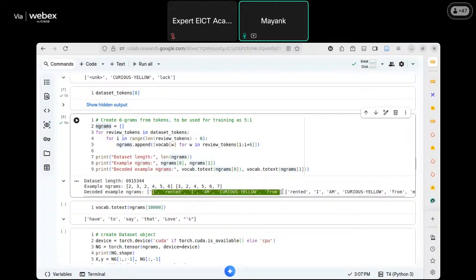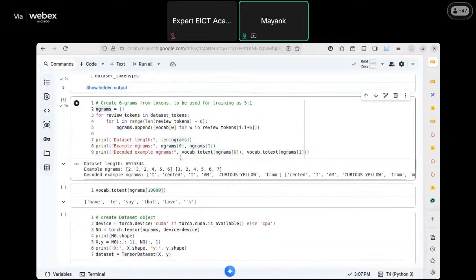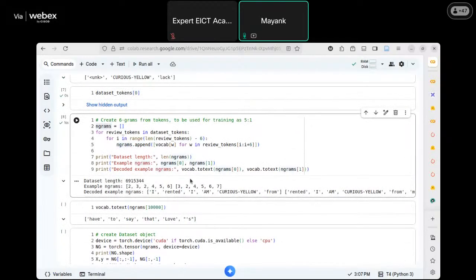So I rented I Am Curious Yellow from, and the second one starts from rented, the second n-gram starts here. So this is how we break our data set into n-grams. We are making 6-grams. And now how will we split this into x and y? Our first 5 will be the x, which will be the input to our LSTM, and the last one is what we expect our LSTM to output. Is this bit clear? This is important for language model training. What is different in a language model is that you don't need a separate label, you only need a corpus.